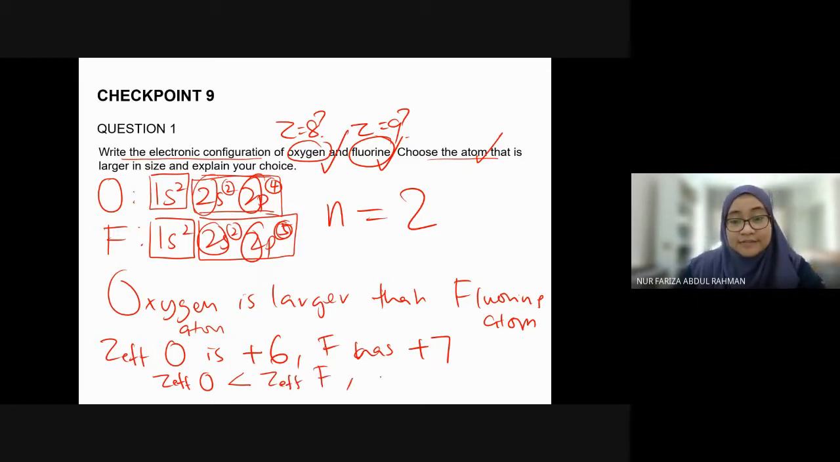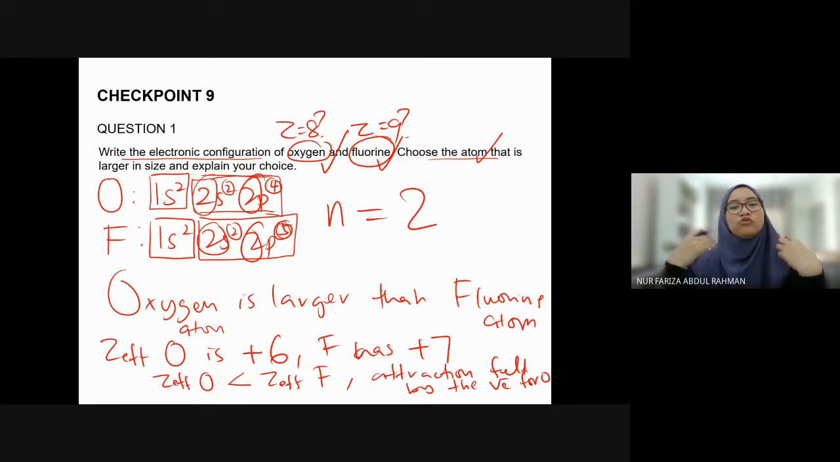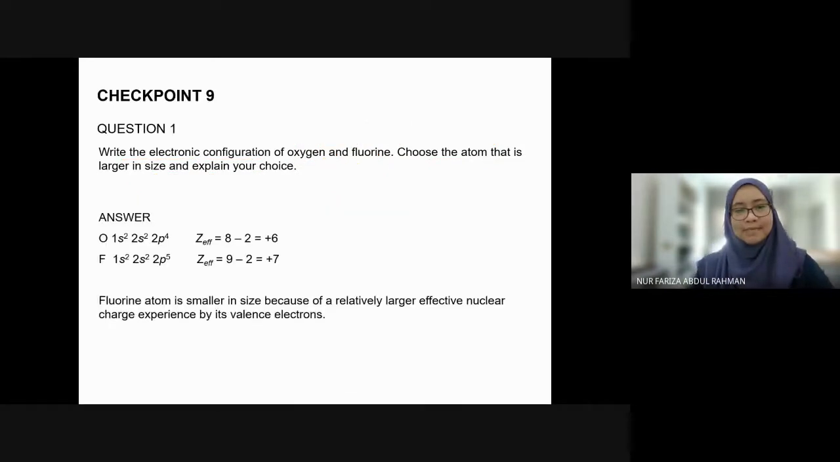Okay, that means the attraction felt by the valence electron for oxygen is lesser, therefore the size becomes larger. Okay, yang sama waktu dengannya lah statement itu. Mesti you have to talk about Z effective and then the attraction. Mesti relate these two, Z effective and attraction, and last but not least will be the size. Okay, alright. Ya, ini kena highlight the Z effective lah. Jangan cakap Z effective increases. Tak nak, you kena highlight what will be the Z effective for both atoms.